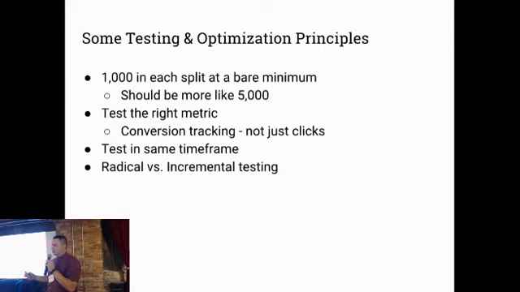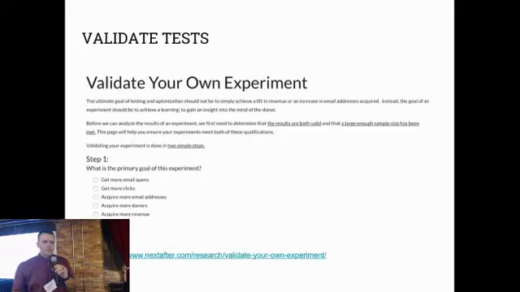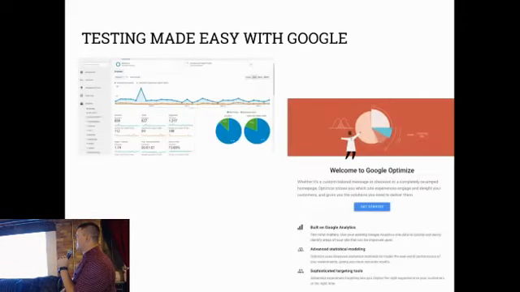Versus incremental, where you test a headline, or just an image, or just a field number. Those are incremental tests. Normally what we'll do is start with a radical test, because most of the time the starting point is not great. So we'll radically redesign it, and then from there we'll do incremental tests, right? Validate tests. Next After has a tool to validate tests.